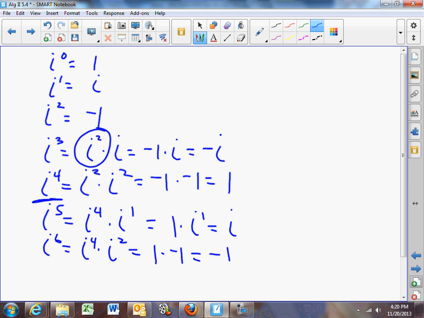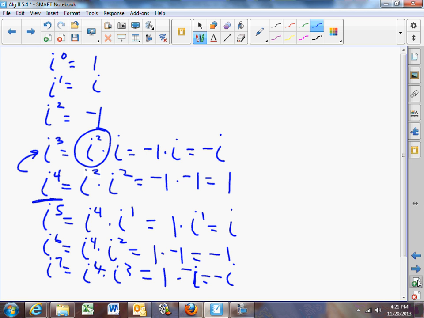Now, if you think about it, i to the 7th, well, we maybe should do a couple more. i to the 7th could be thought of as i to the 4th times i to the 3rd, because remember, when you're multiplying exponents and you have the same base, you add the exponents. So 4 plus 3 is 7. Now i to the 4th is 1, and i to the 3rd, we've discovered, is negative i, so we get 1 times negative i, or negative i.